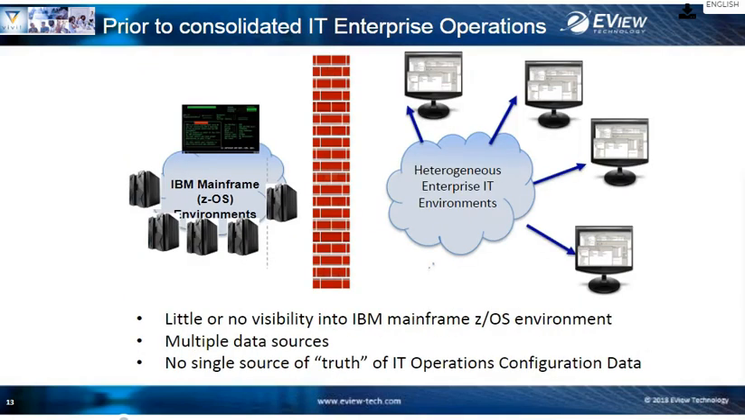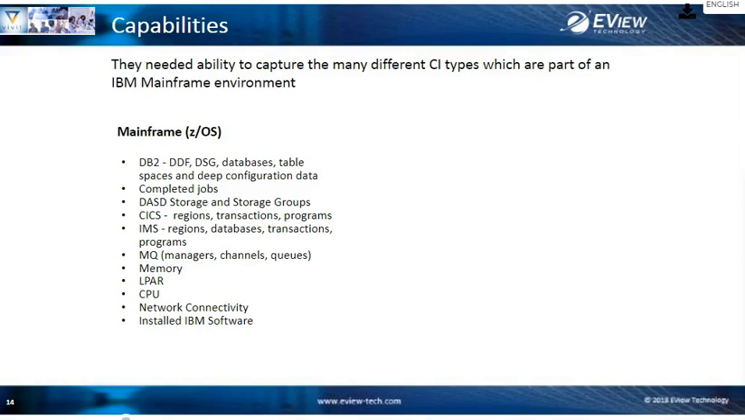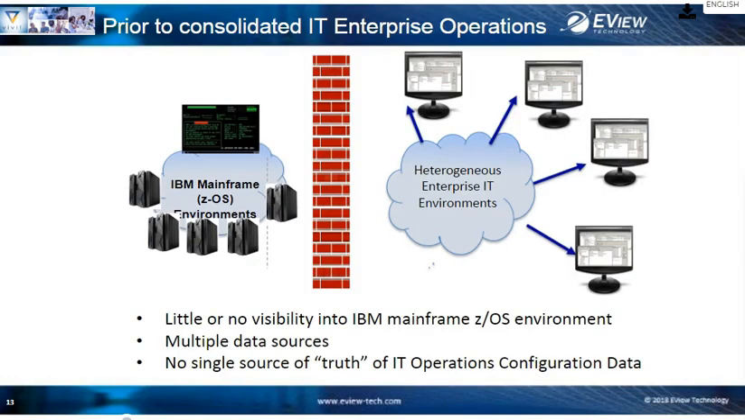Prior to doing this consolidation, the mainframe environment... I'm sorry, the slides are jumping on their own for some reason. The mainframe environment was really operated as a separate silo within the organization. So the other enterprise IT environment, the operations people, really didn't have any visibility into what was happening with the mainframe. So they had multiple data sources, really no single truth of operations and configuration data.